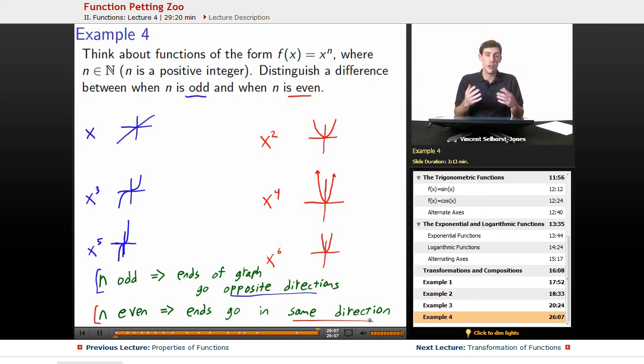Just pay attention to what you're doing and go, oh yeah, I've seen this guy before, or oh, I haven't seen this guy before. Pay attention to what he looks like, and then the next time you see something like that one, you'll be able to apply that information and have a better idea of how to draw that curve.